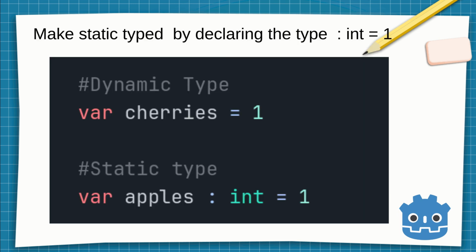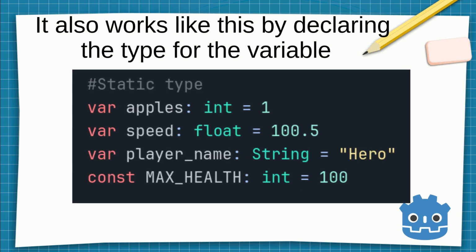Make a static type by declaring the type. In this example, we use :int = 1. It also works like this, by declaring the type for the variable. We can declare ints, floats, strings, etc.